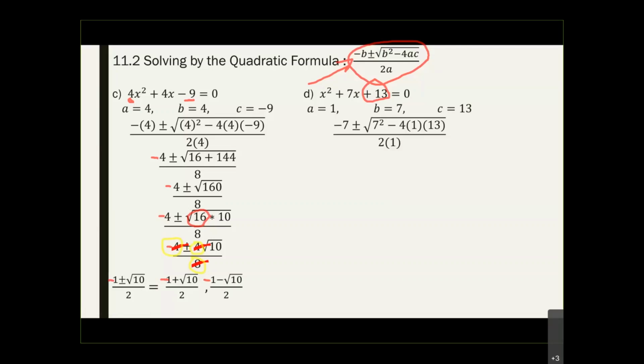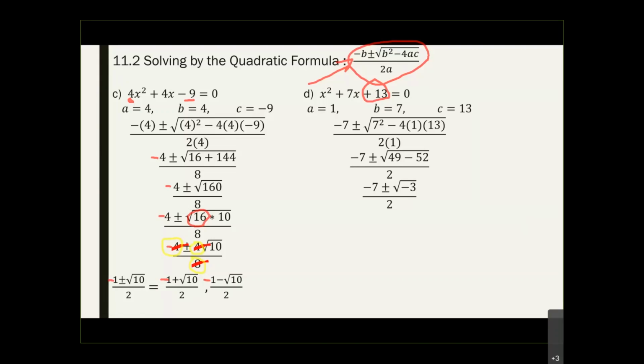And I got it this time, guys. I got a -7. Just kidding. -7 plus or minus the square root of 7 squared, which is 49, minus 4 times 1 times 13, which is 52. Everybody see that we have 2 times 1 is 2, so -7 plus or minus. And what is 49 minus 52? 49 minus 52 will give me -3.